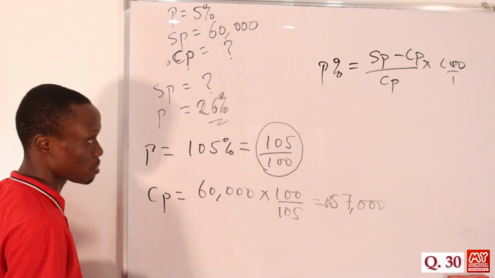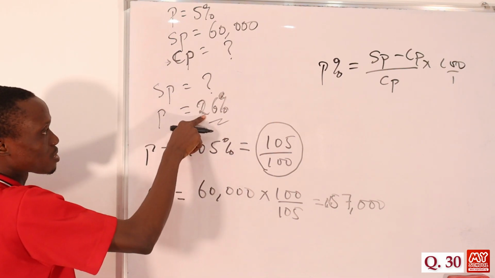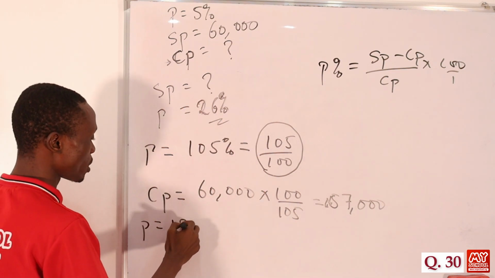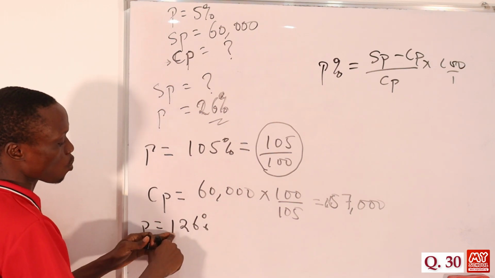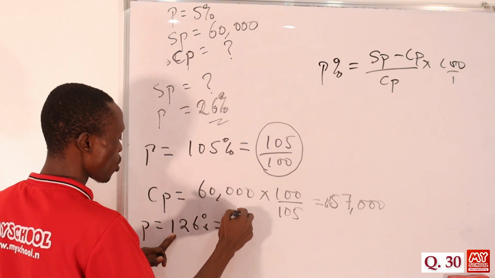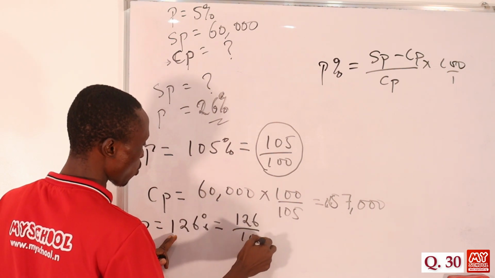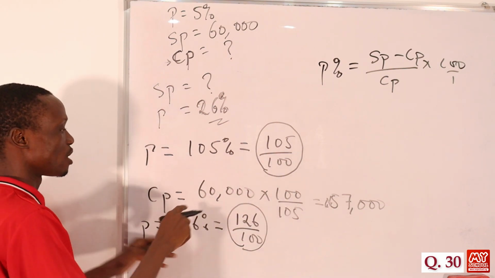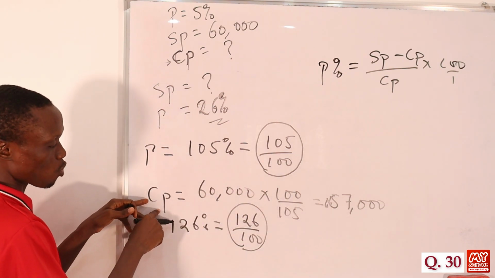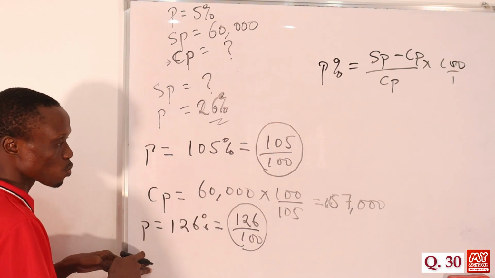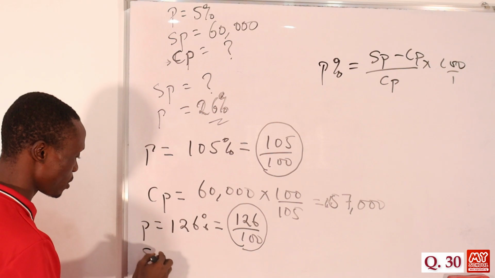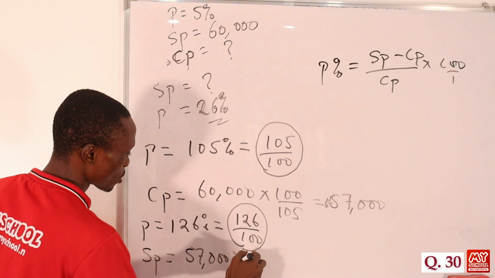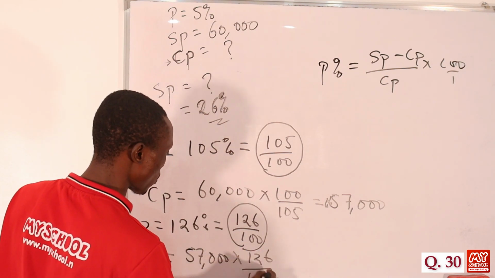We just do exactly the same thing. We increase this 26% by 100%, and that will be equal to 126%. Now remember that 126% is also equal to 126 over 100. So this 126 over 100, we use it to multiply the cost price, and that will give us the new selling price. So selling price will be equal to 57,000 times 126 all over 100.